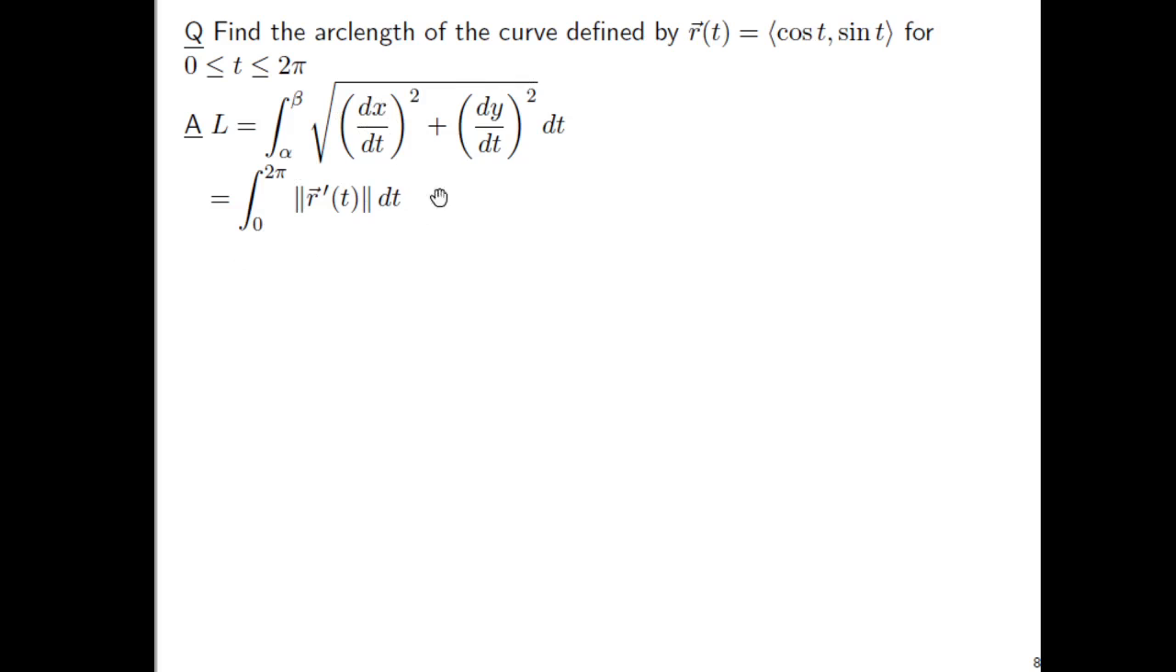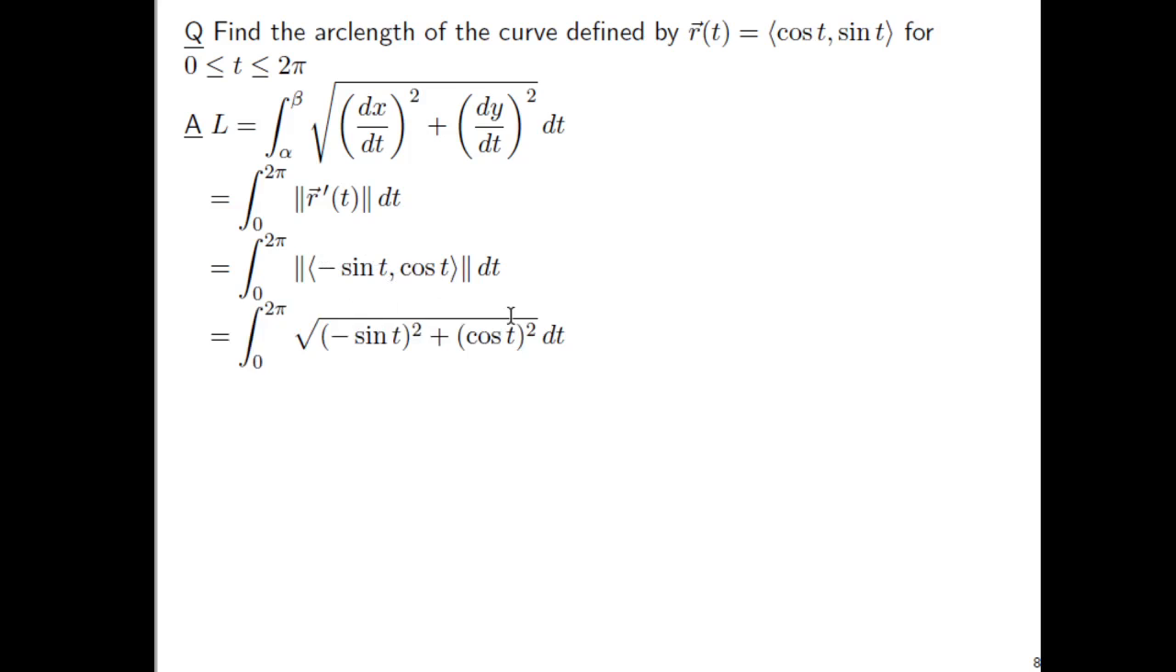We could do it more directly, but the other format of this was the magnitude of the velocity vector function. I just copied the magnitude notation to compute the velocity vector itself. Cosine of t differentiates to negative sine of t, and sine of t differentiates to cosine of t. Now we have this new vector function, r prime, that we need to take the magnitude of.